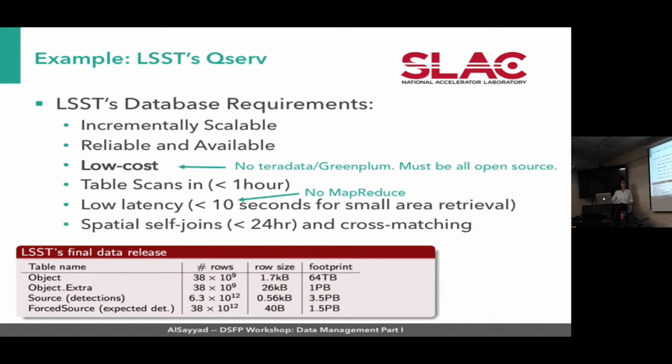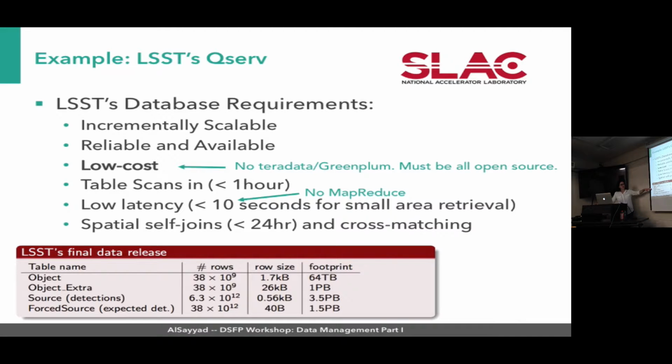From a technical standpoint, we want table scans to be able to complete in an hour. We want small data, needle in a haystack type queries to return in less than 10 seconds, and even that seems a little long. I'm hoping that it's much shorter than that. Another astronomy-specific need is for spatial self-joins and cross-matching, which has motivated the partitioning system for the LSST database.